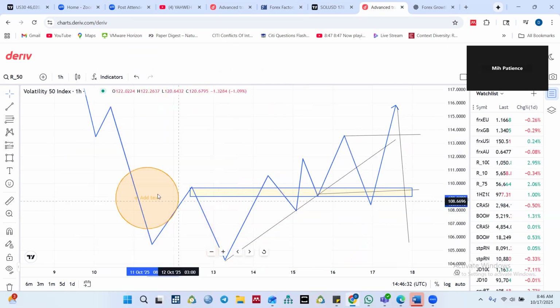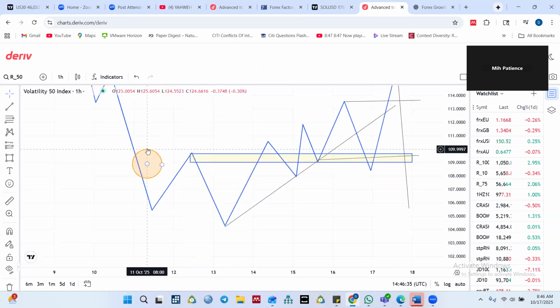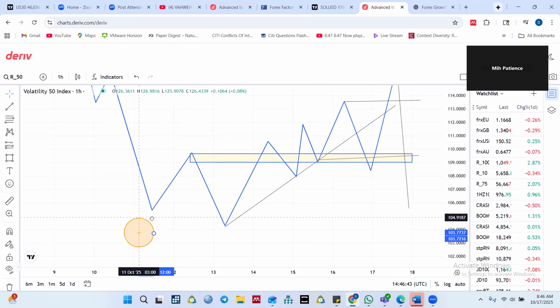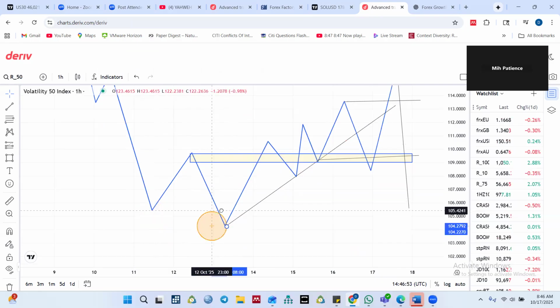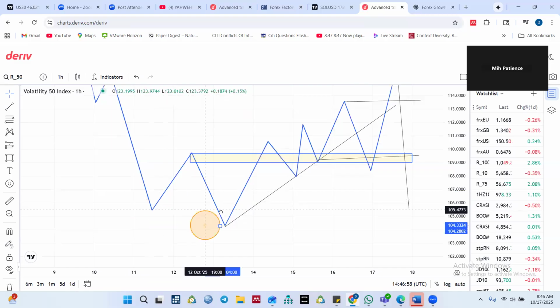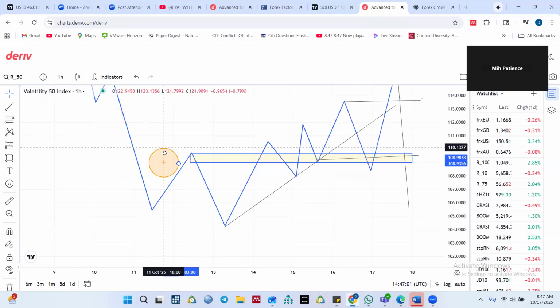You can view this area, here and here, as a double bottom, though the bottoms are not equivalent or on the same level. Okay. So here is one bottom, here is another bottom. Sometimes one will be longer than the other. Double bottoms are for reversal. When price is bearish and it forms a double bottom, it can give you reversal. And this will be the neckline.